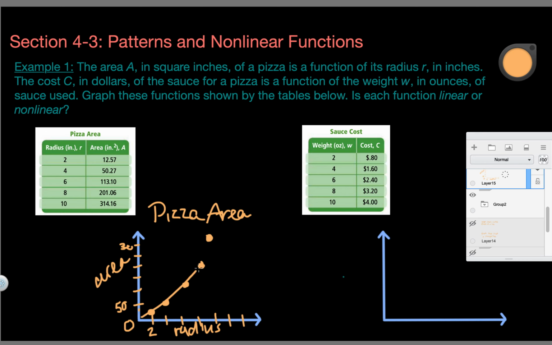So if we were to connect all of those dots, that's pretty good. Does that look like a line to us? It's curving, definitely curving. So this is going to be a nonlinear function because it's not a straight line. Still a function, but it's a nonlinear function, so it's not a straight line.